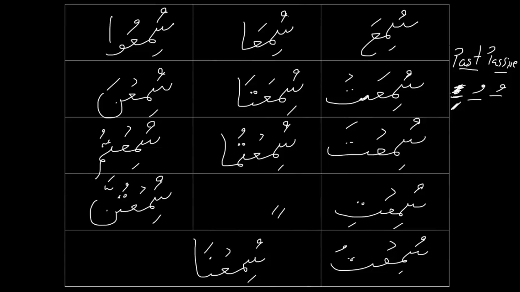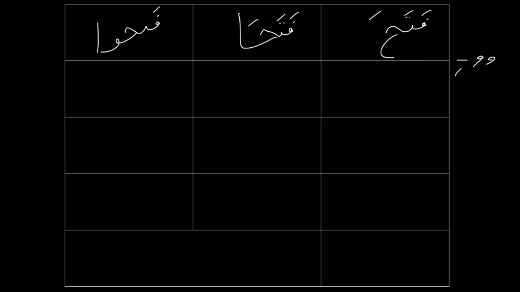So let's look at another example, and let me add a new layer. Remember, our formula is basically u i. The other one we heard was fataha. So let's do fataha. Fataha, fatahu, fatahat.